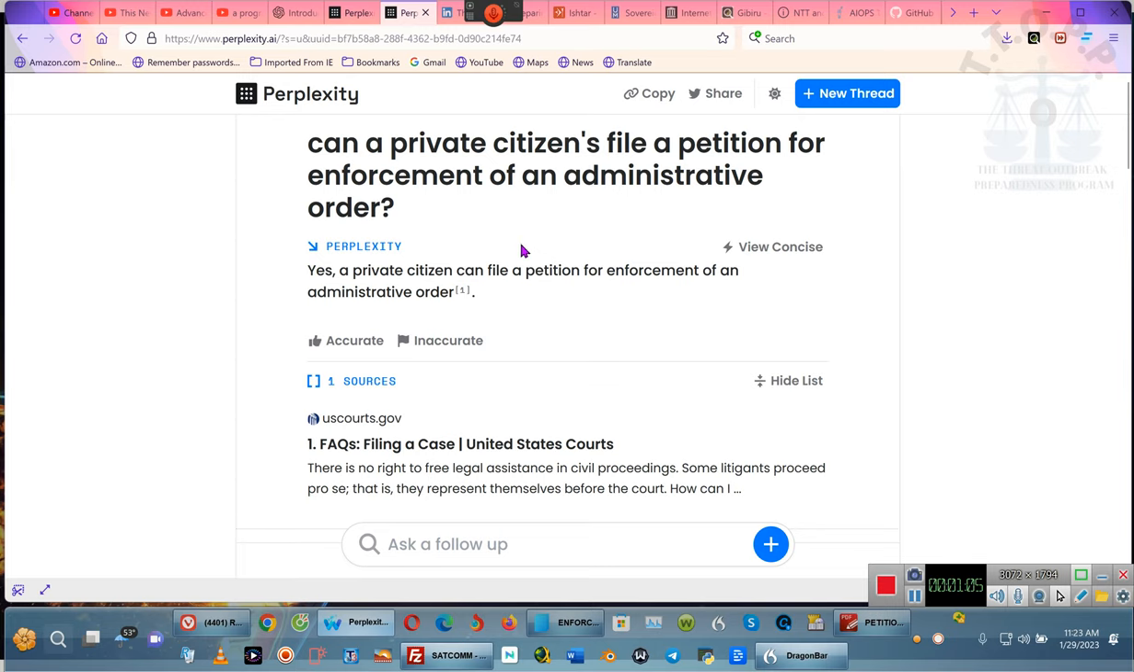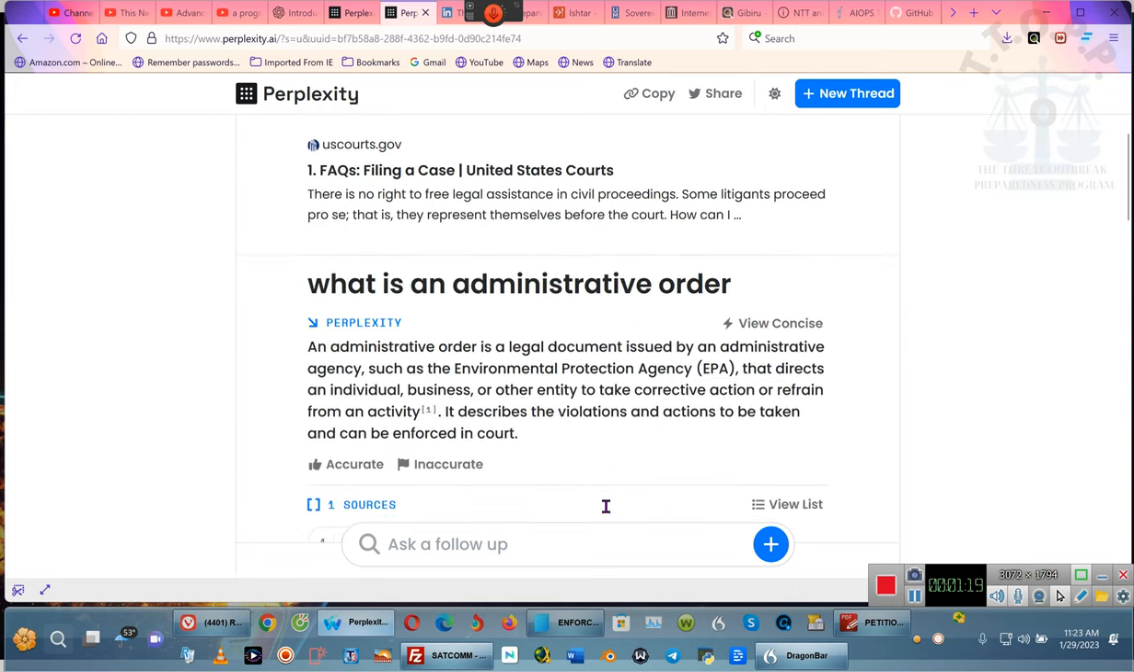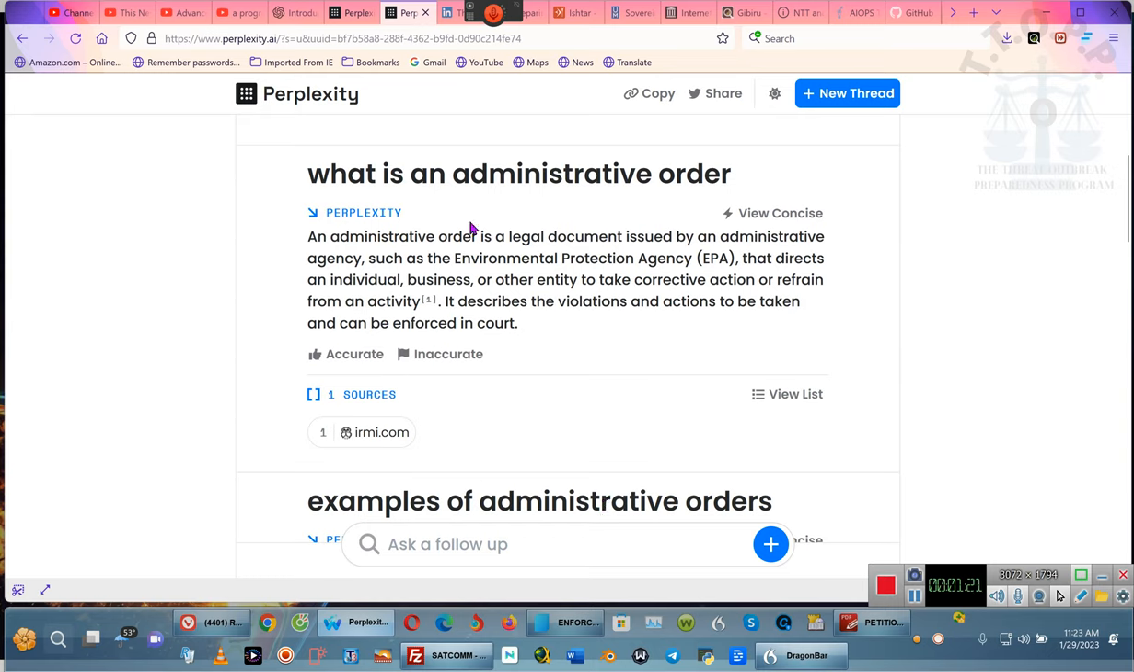We get to do it? That's right. Yes, a private citizen can file a petition of enforcement of administrative order as long as you are directly affected by it. Aw, look at that. There's no free legal advice. Nobody asks you for any free legal advice. What is an administrative order?